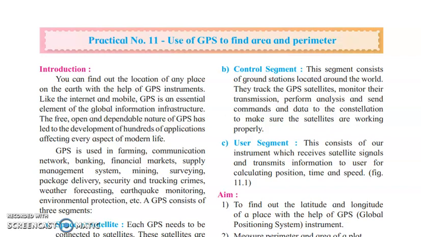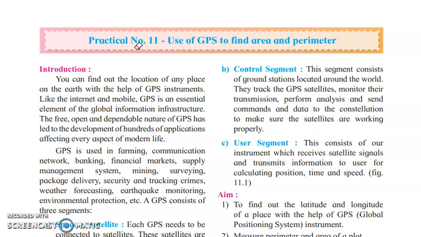Hello students, in this video we are going to study practical number 11 for standard 11 science students. This practical is the use of GPS to find area and perimeter. We all use GPS to find distances if we want to travel from one place to another. Today we are going to study a particular app which is going to tell us about the area as well as the perimeter. Let us move further with the theory part.